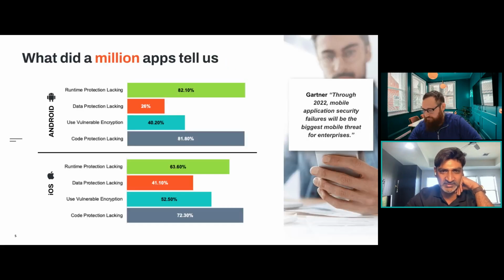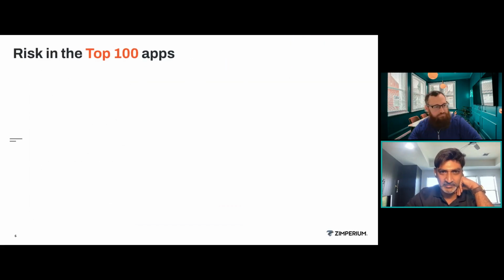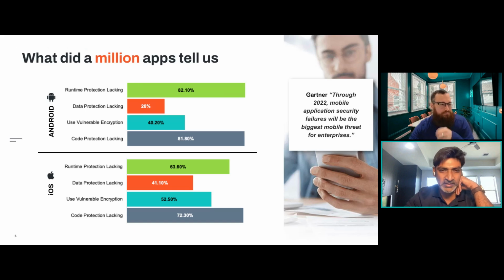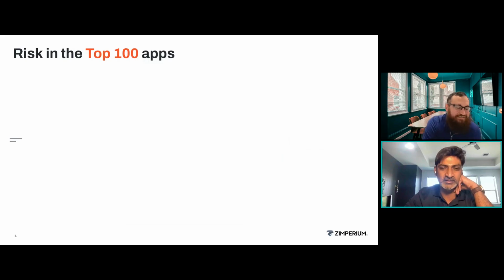For example, this slide I'm showing says we looked at 1 million apps, and here's the crap we found. What about the apps we use? Like the top 100 apps in the App Store, the ones the whole planet uses every day.